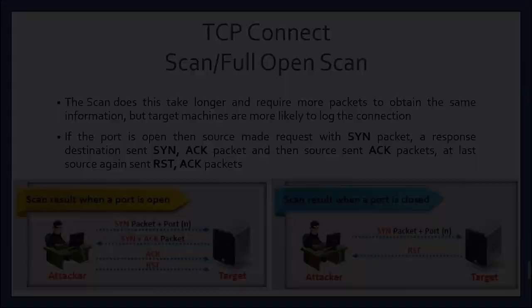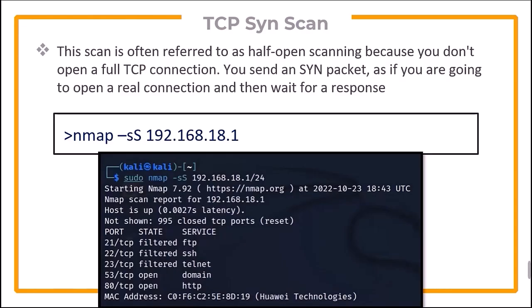The third and the most popular scan type is TCP SYN scan. This scan is often referred to as half-open scanning because you don't open a full TCP connection. You send a SYN packet as if you are going to open a real connection and then wait for a response. This can be run with the -sS flag.